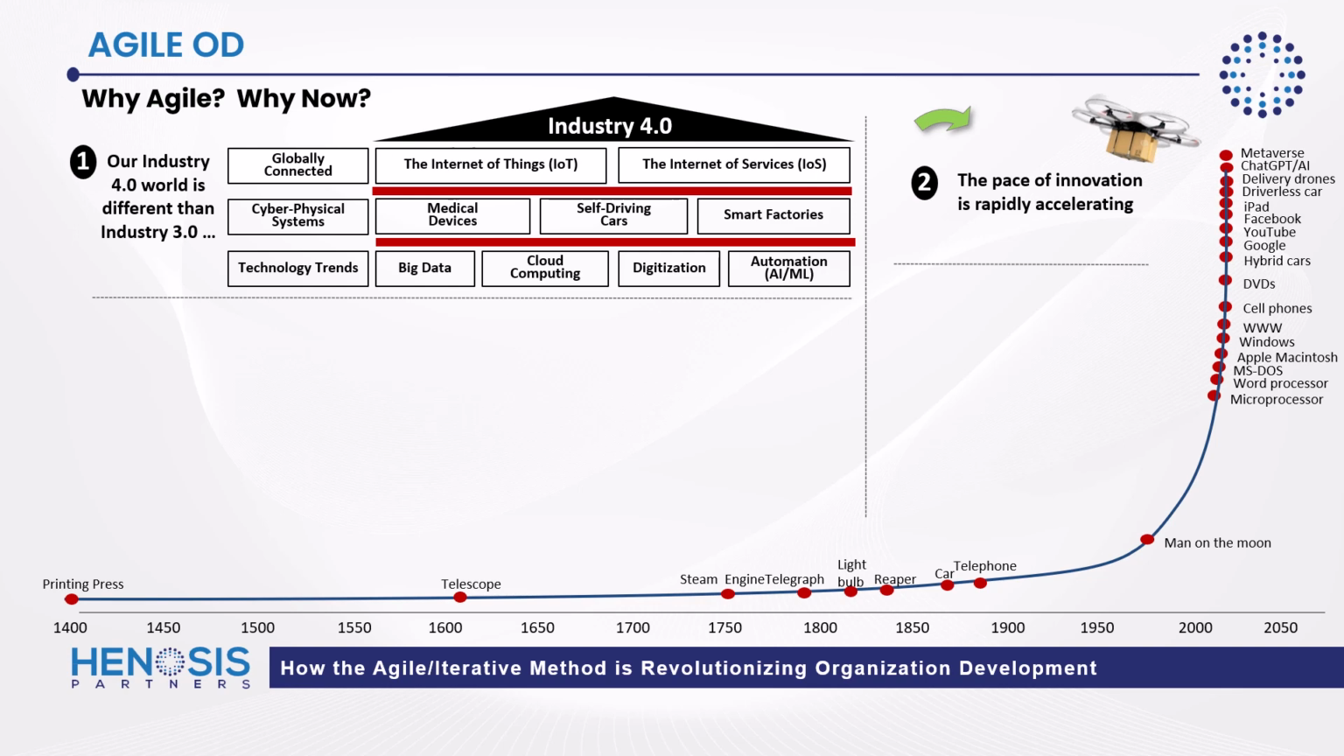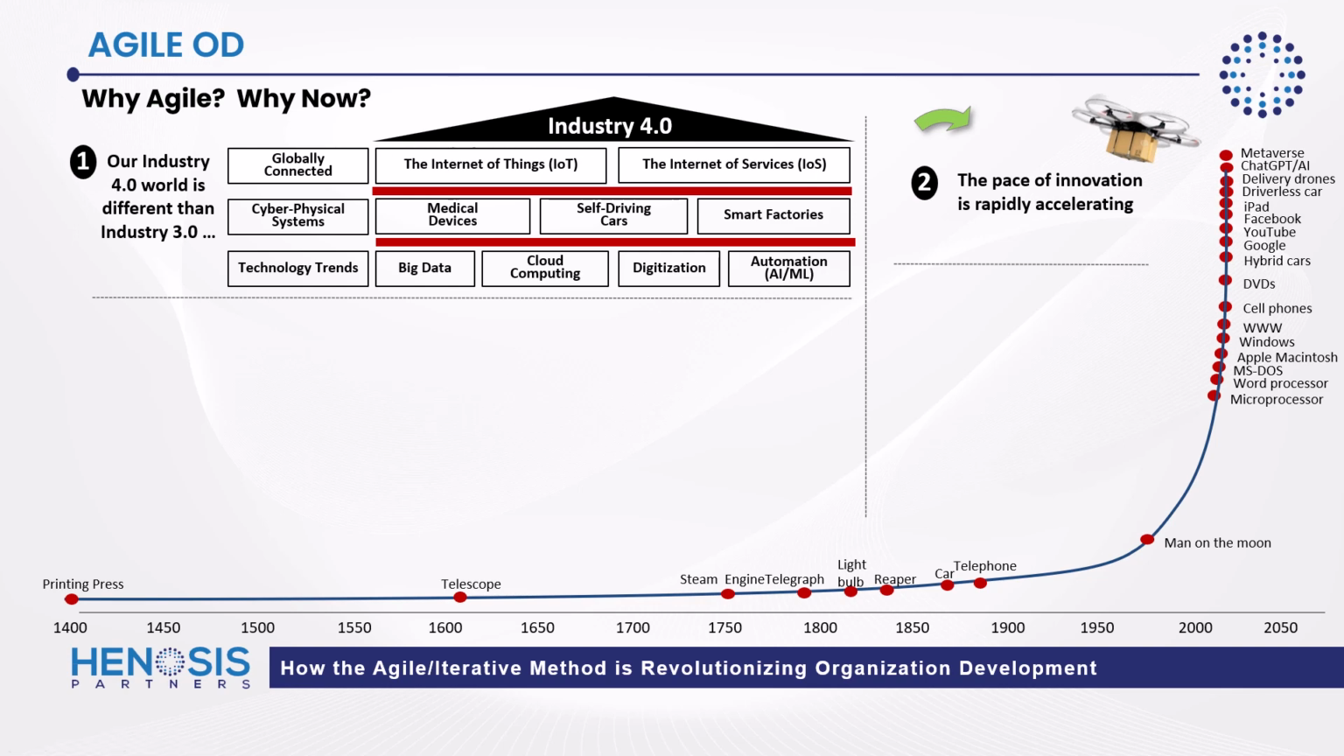But since around the 1970s, we've seen a geometric increase in the pace of innovation, from the introduction of the personal computer to the introduction of the internet, cell phones, and DVDs, to where we are today with the rise of social media, such as Google, YouTube, and Facebook, to driverless cars, delivery drones, tools such as ChatGPT and the rise of AI, and finally, the metaverse. The pace of innovation is indeed accelerating and will likely continue in that manner in the years to come. It is also for this reason that we say Agile is relevant today.